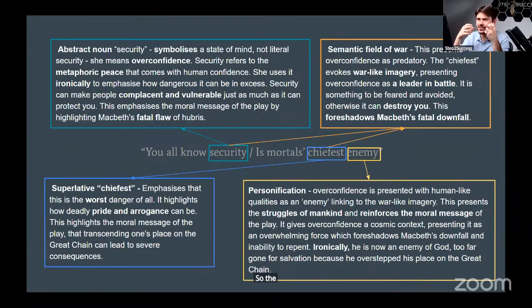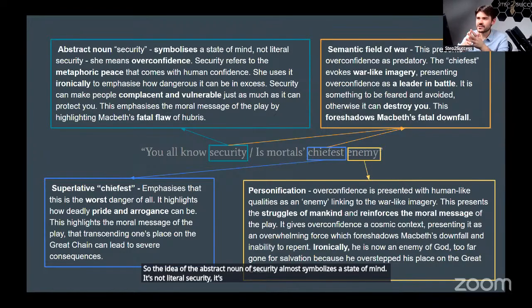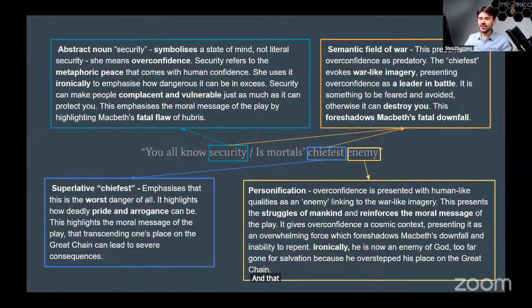So the abstract noun of security almost symbolizes a state of mind. It's not literal security. It's overconfidence. This idea that Macbeth is full of hubris, he's full of pride. And that security refers to the metaphoric peace that comes with human confidence. Except she's saying that on an ironic level, overconfidence is all great and well, but it can lead to your downfall as well as being a comfortable feeling. Security can make you feel complacent and vulnerable just as much as it can protect you.